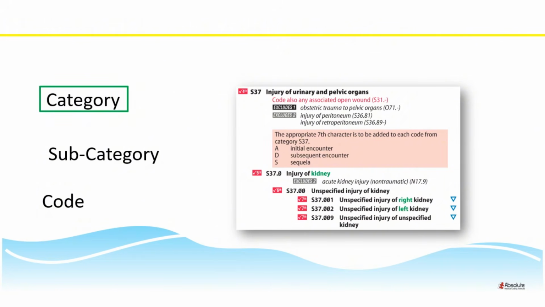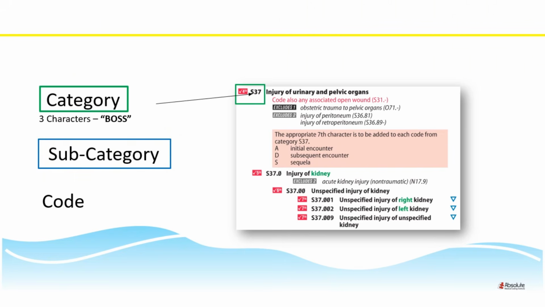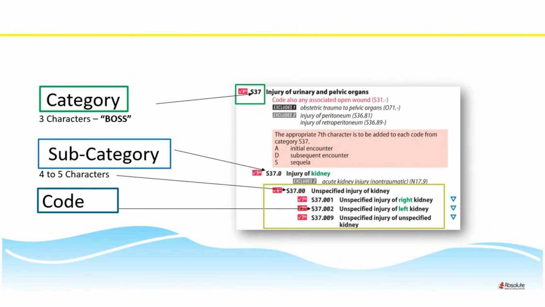Number 1, what a category code is, what a boss is, what a subcategory code is, and what a code is. And finally, those red boxes, what to do when you see a red box.